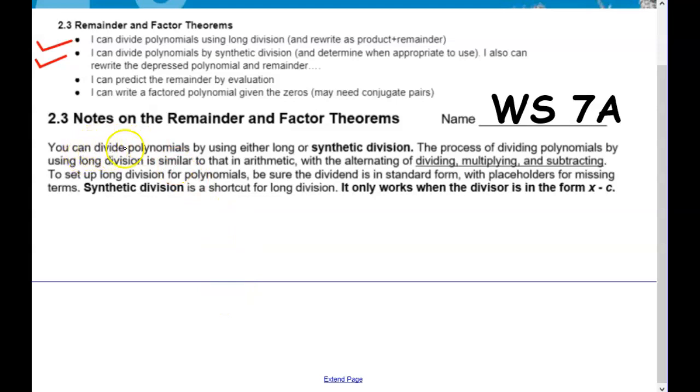You can divide polynomials by using either long or synthetic division when appropriate. The process of dividing polynomials using long division is similar to that in arithmetic, with the alternating of dividing, multiplying, and subtracting. To set up long division for polynomials, be sure the dividend is in standard form. Both the divisor and the dividend need to be in standard form, and you will need placeholders for any missing terms. That means if it has an x cubed and then an x, you need to put a 0x squared in there to hold that spot. Synthetic division is a shortcut for long division, and it only works when the divisor is a linear constant like this, x minus 3, x plus 2.